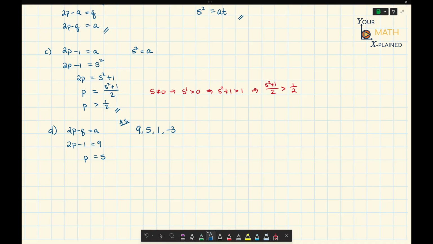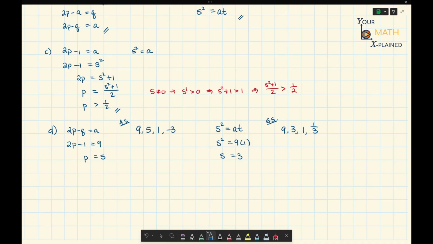Now for the geometric sequence, we start with s squared is equal to a times t, which means we get s squared is equal to 9 times 1. But we're told that s is positive, so we only take the positive square root, so s is equal to 3. That means our geometric sequence is going to be 9, 3, 1, and here we can see the common ratio is 1/3, which means the fourth term is 1/3. So this here is our geometric sequence.